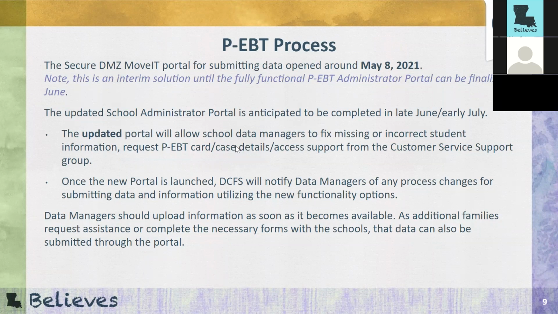For sending that information, the secure DMZ MOVEit portal is what's being used, opened around May 8th. This portal is an interim solution until they can get a fully functional P-EBT administrator portal, which should be finalized in June. The updated portal is anticipated to be completed in late June, early July. The updated portal will allow school data managers to fix missing or incorrect student information and request P-EBT cards from customer service. Also, once that portal is launched, DCFS will notify data managers of any process changes for submitting data and information utilizing the new functionality options.